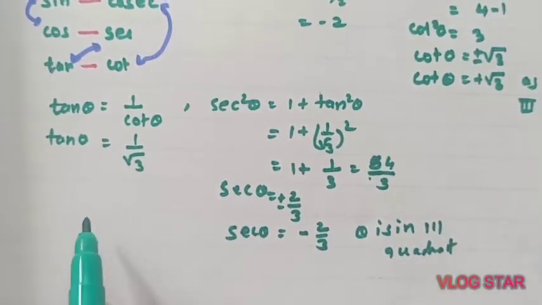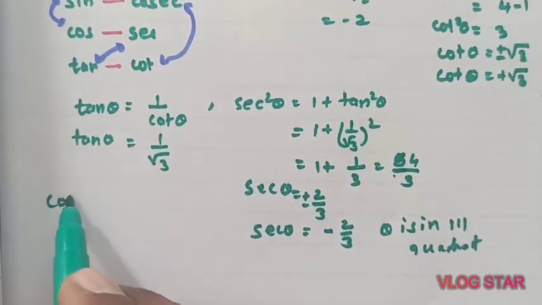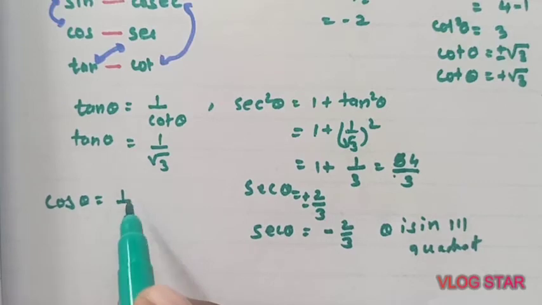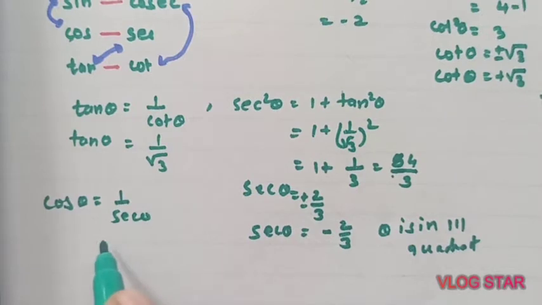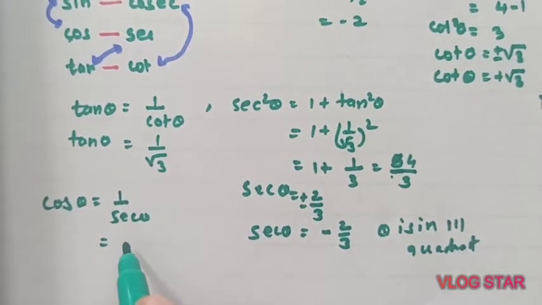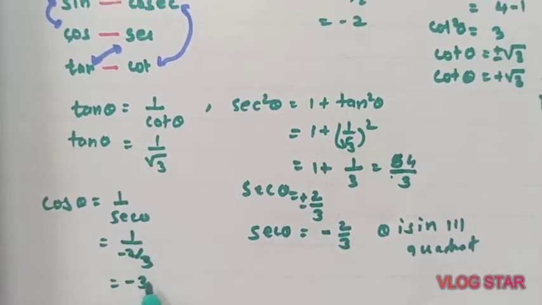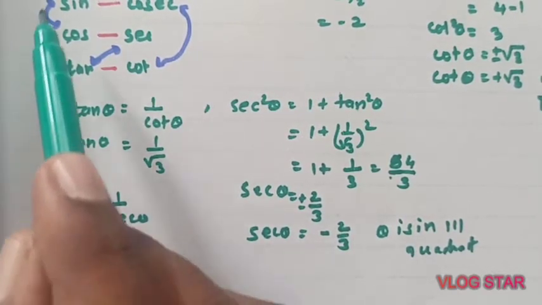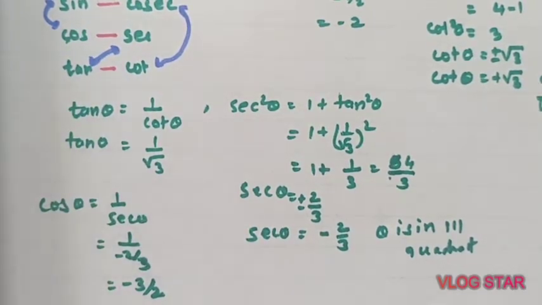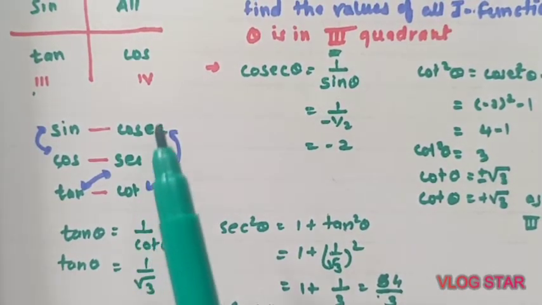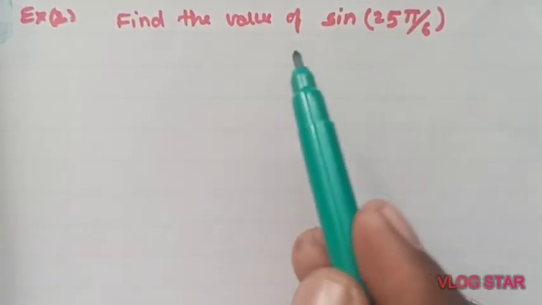So using that we can determine the value of cos. What about cos? Cos theta is equal to 1 by sec theta, cos is a reciprocal of sec. Sec is calculated, so 1 upon negative 2 by root 3, so it means negative root 3 by 2. That's all. So like that, by making a triangle, we have determined all the trigonometric functions with the help of this chart of values. How to determine the value of such angles?